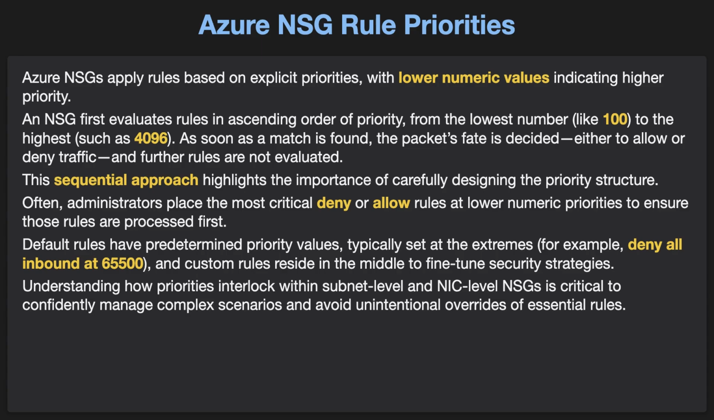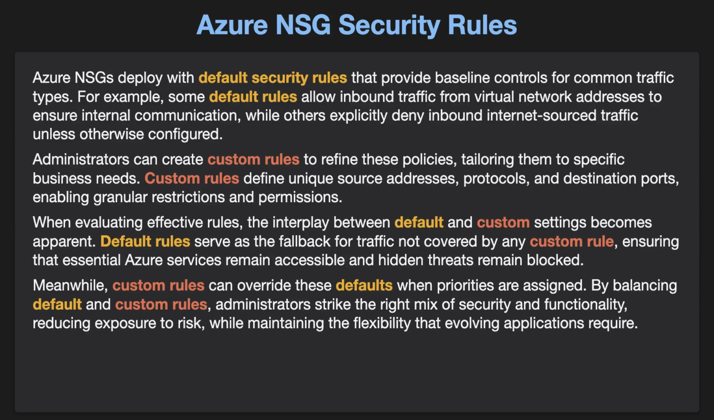Azure NSGs deploy with default security rules that provide baseline controls for common traffic types. For example, some default rules allow inbound traffic from virtual network addresses to ensure internal communication, while others explicitly deny inbound internet source traffic unless otherwise configured. Administrators can create custom rules to refine these policies, tailoring them to specific business needs. Custom rules define unique source addresses, protocols, and destination ports, enabling granular restrictions and permissions.